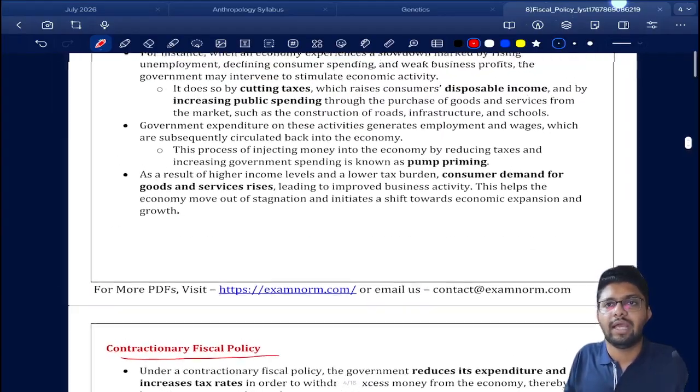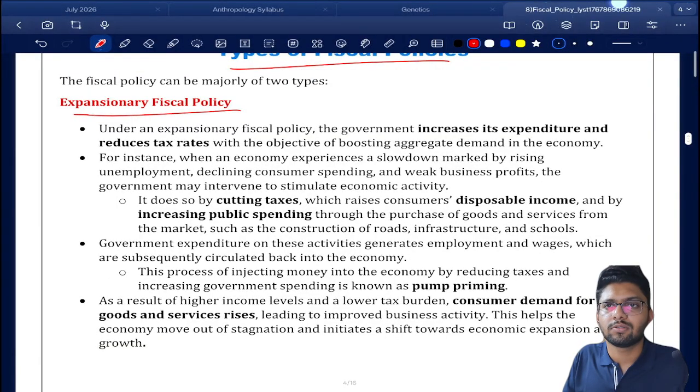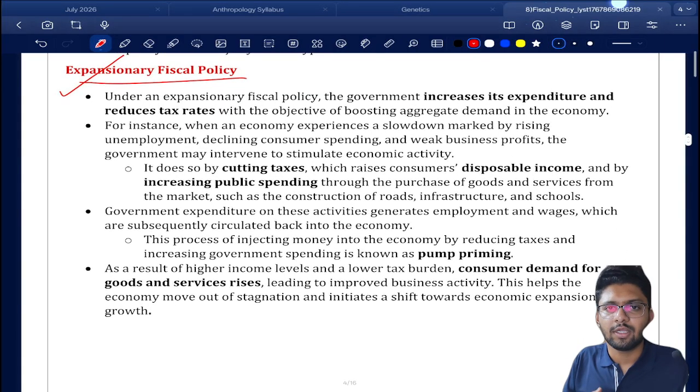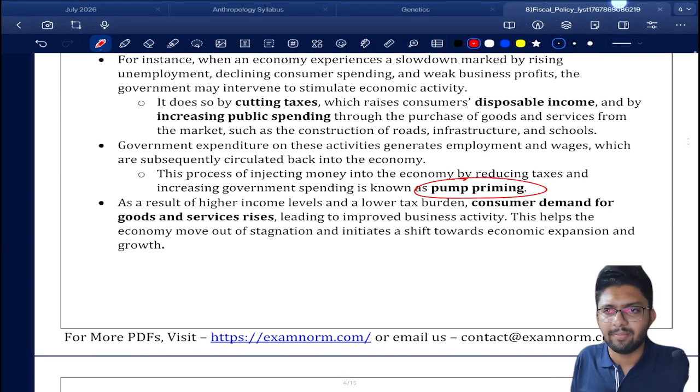Actually I have studied this in very detail in my UPSC economics preparation, so I would explain this in just 2 lines. What is expansionary policy? It is a policy where the government pumps more money into the market to encourage investment, to encourage more spending. That means money is being pumped into the market, where the government itself is spending more money. So, pump priming, etc.